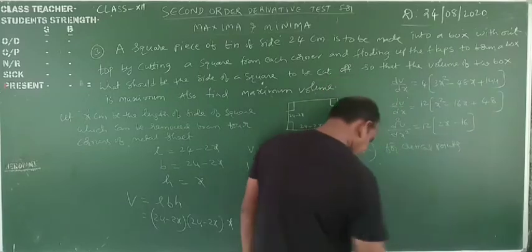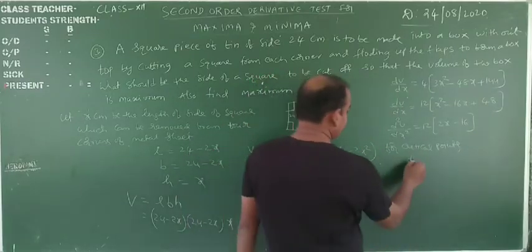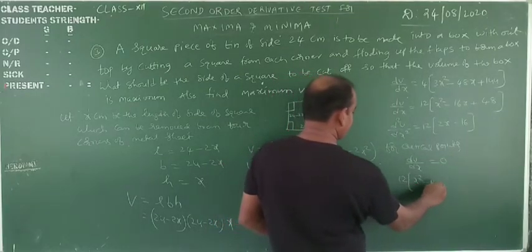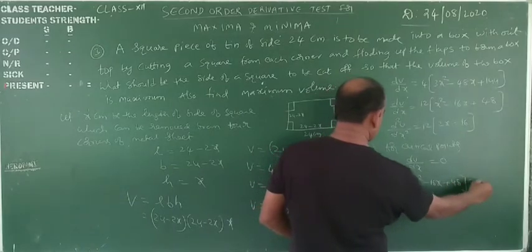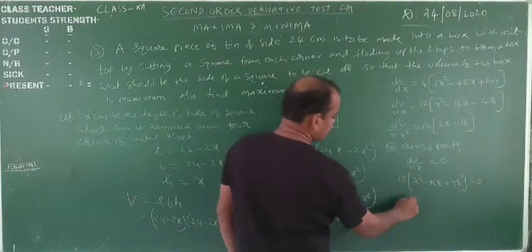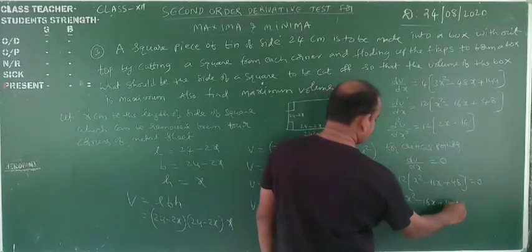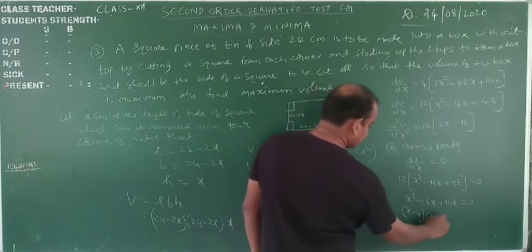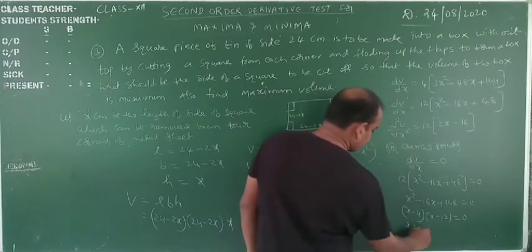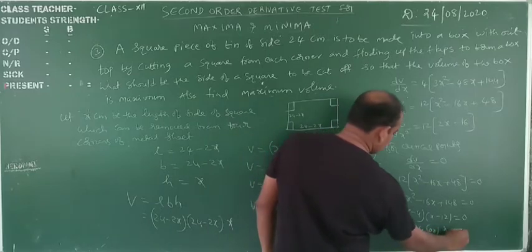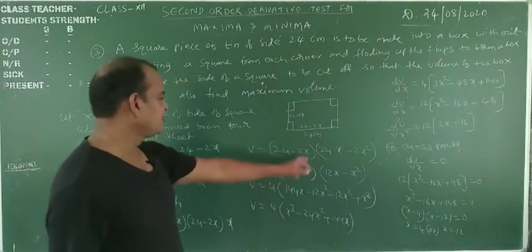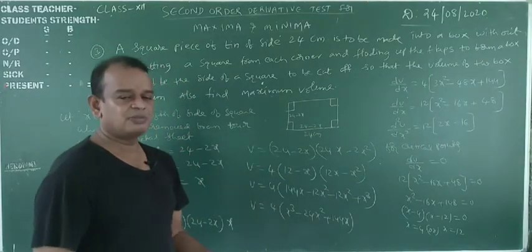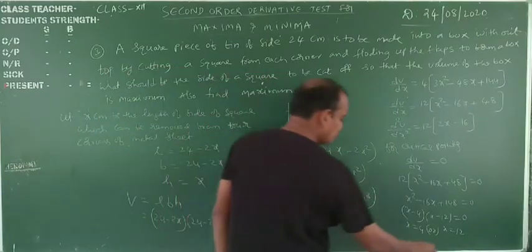For critical points, my dear students, dV by dx is equal to 0. 12 into x square minus 16x plus 48 is equal to 0. So x square minus 16x plus 48 is equal to 0, which factors as x minus 4 into x minus 12 equals 0. X is equal to 4 or x is equal to 12. Observe that if x is equal to 12, then 2 into 12 is 24, and 24 minus 24 is 0. It is not possible. Since we must cut the squares, x equal to 12 is not possible.